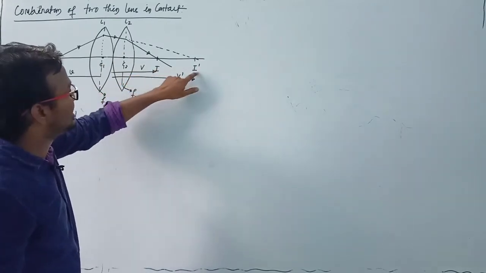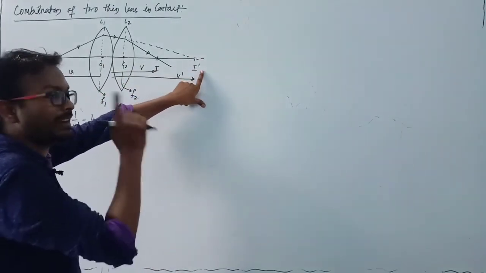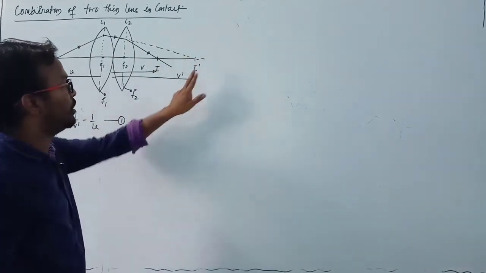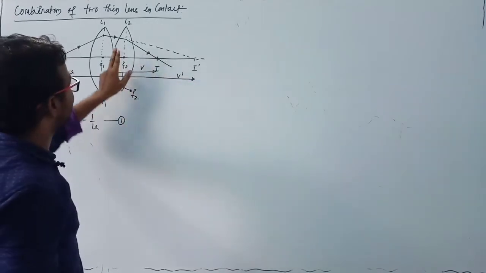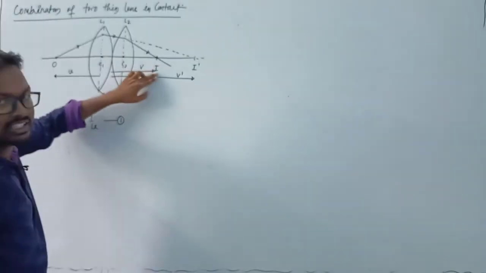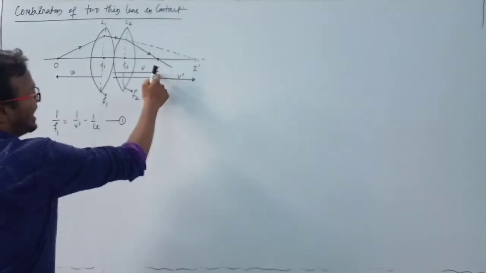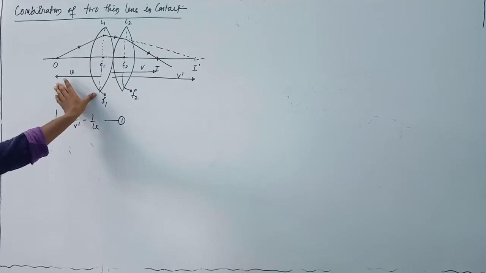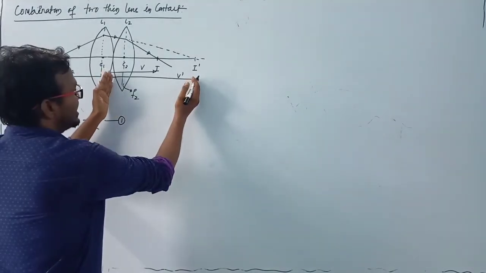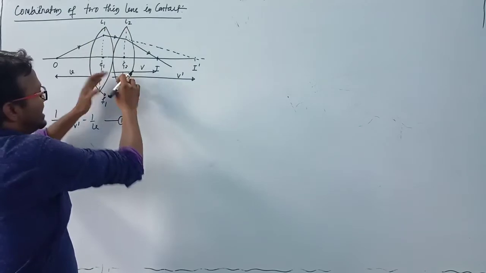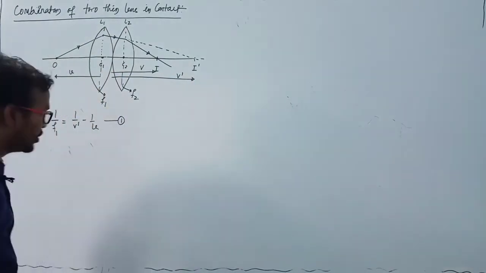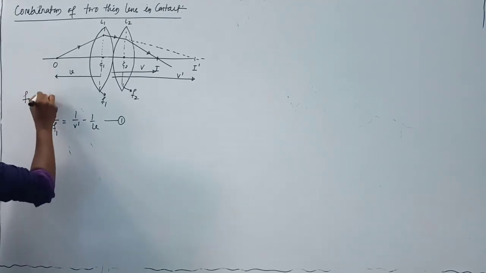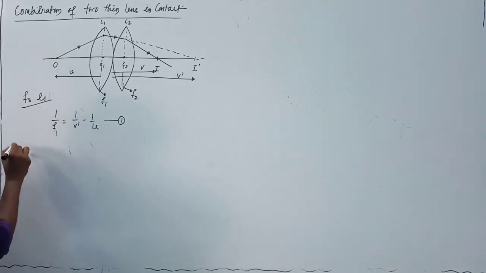At that time, this is the image of the first lens, and this image acts as a virtual object for the second lens and finally meets at point I. So we get a final image I of an object O. The object distance is not changed here, but here this is a virtual object. Now for the second lens, this is a virtual object. So this is for the first lens.